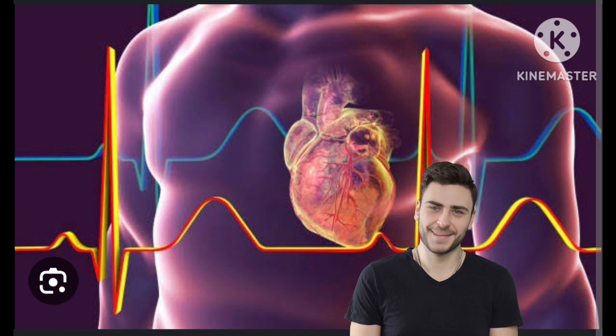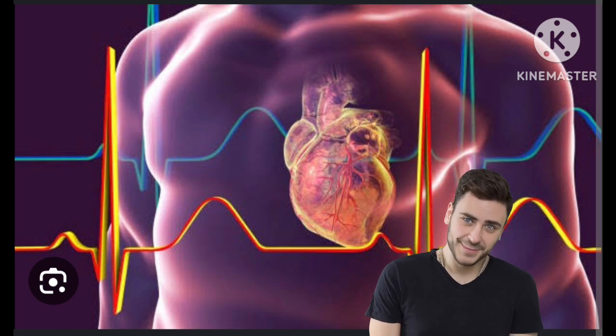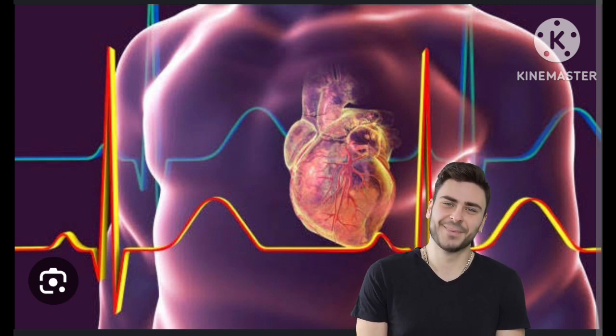the aorta. The valves ensure that blood flows in one direction, preventing backward flow or regurgitation. This continuous cycle of pumping and circulation allows oxygen and nutrients to be delivered to the body's tissues while removing waste products.